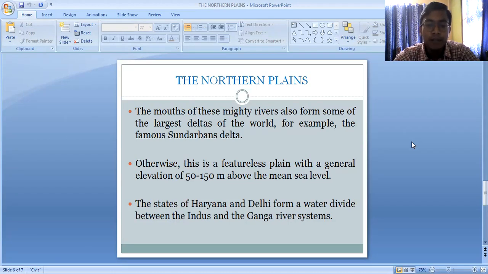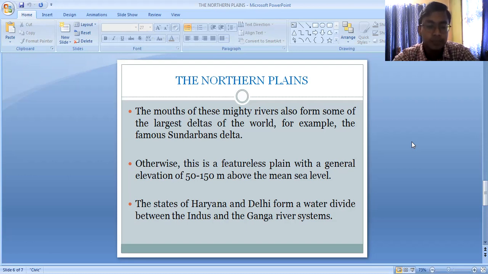Otherwise, the northern plain is a featureless plain with a general elevation of 50 to 150 meters above the mean sea level. So basically, the northern plain is a flat land where the average elevation is only 50 to 150 meters, meaning the height of this northern plain ranges from 50 meters to 150 meters above the sea level, and there are no such differences in the physical features within this northern plain region.